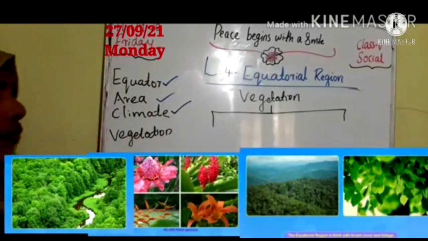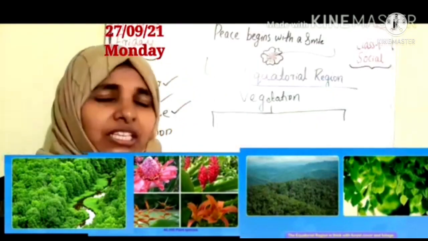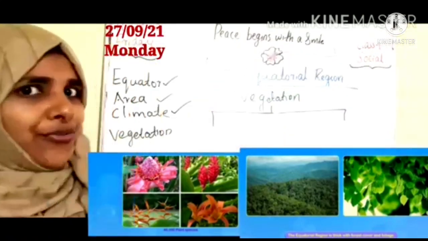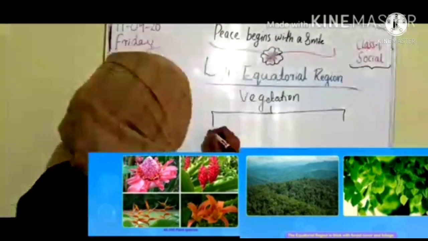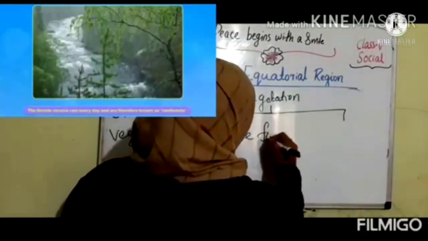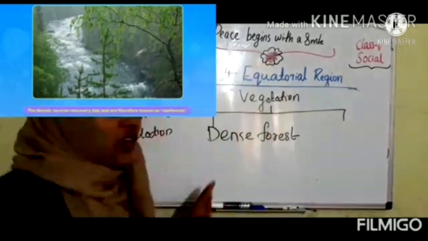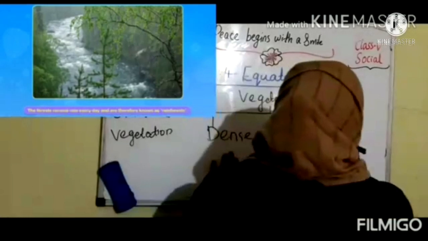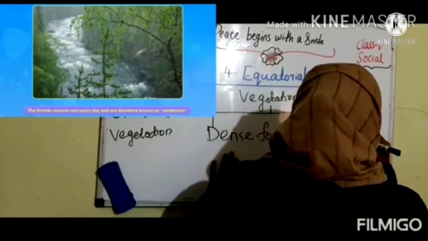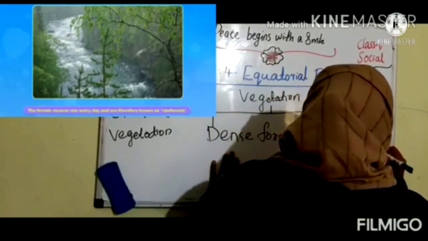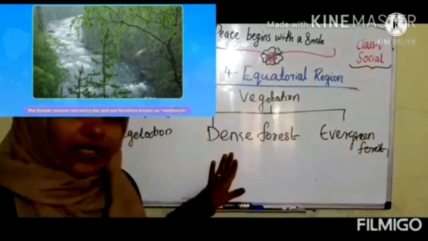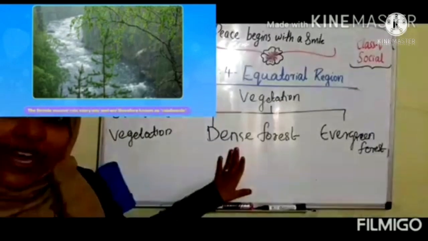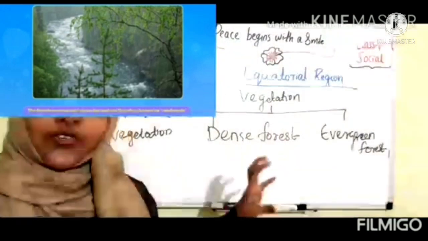Dear children, you know the forest is a dense forest. In the equatorial region, we can say dense forest because of excessive rainfall. And that's why it is also called rainforest or evergreen forest. This equatorial region forest is also called evergreen forest or rainforest, and it is also a dense forest because of excessive rainfall.